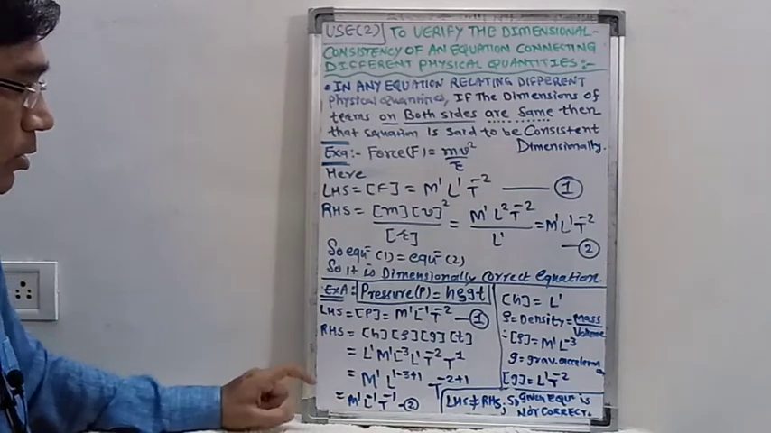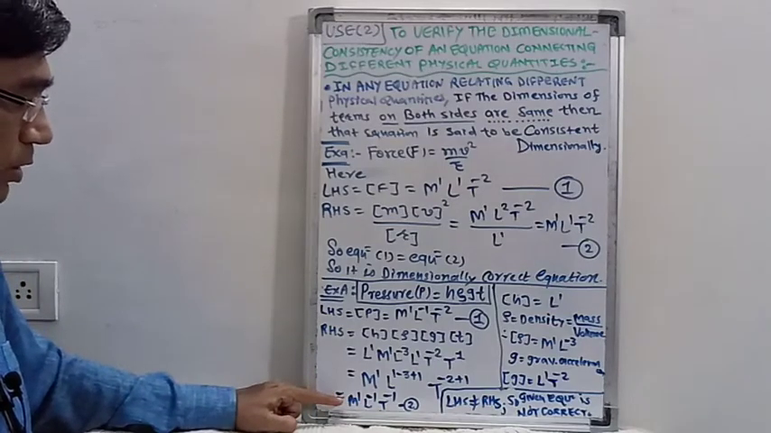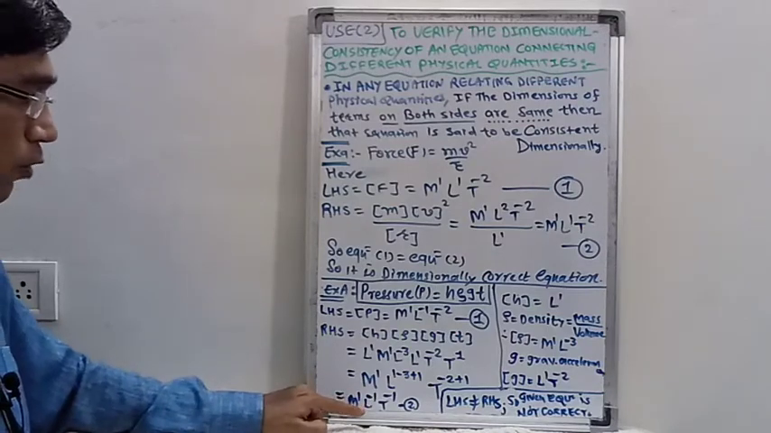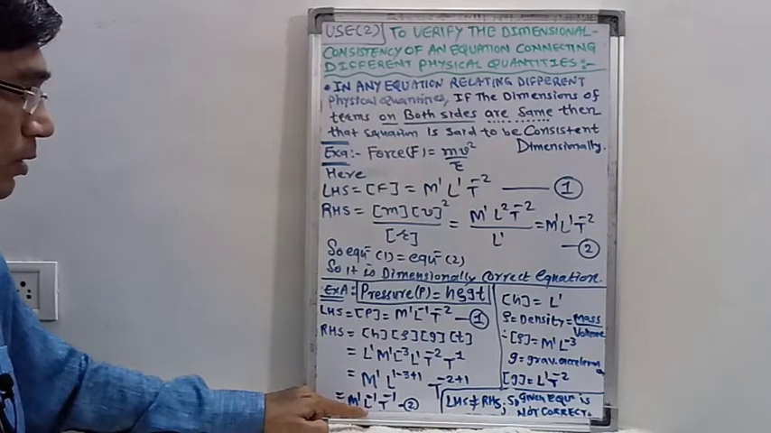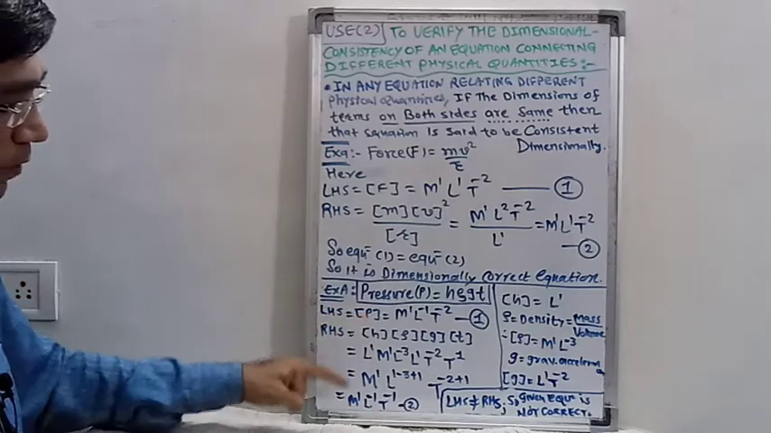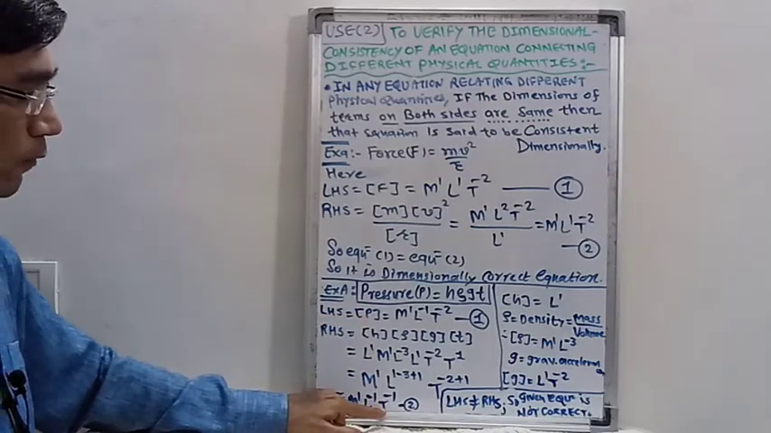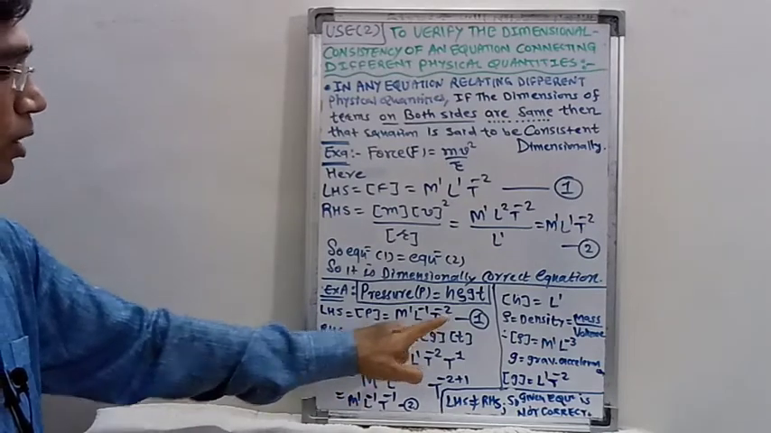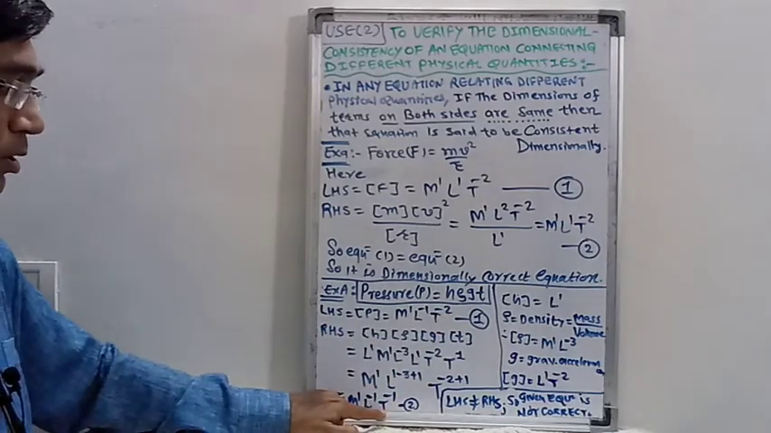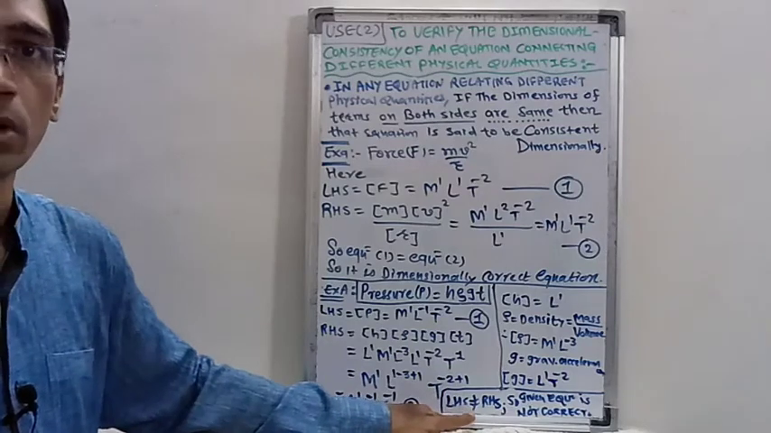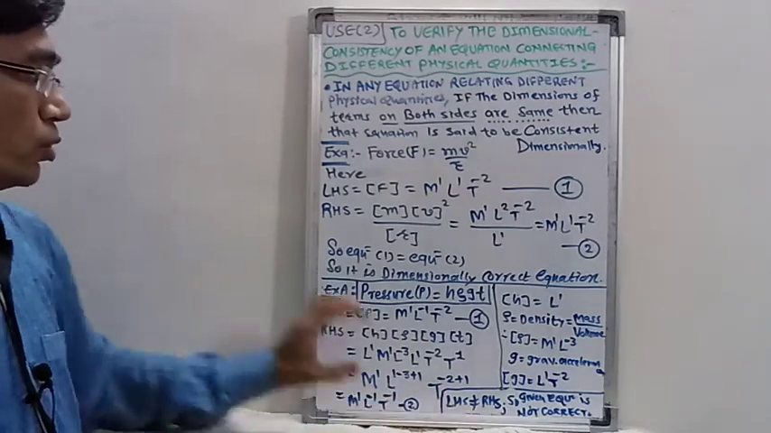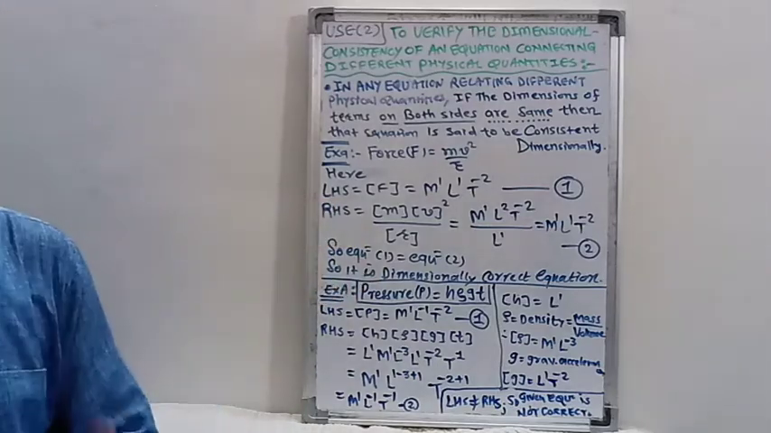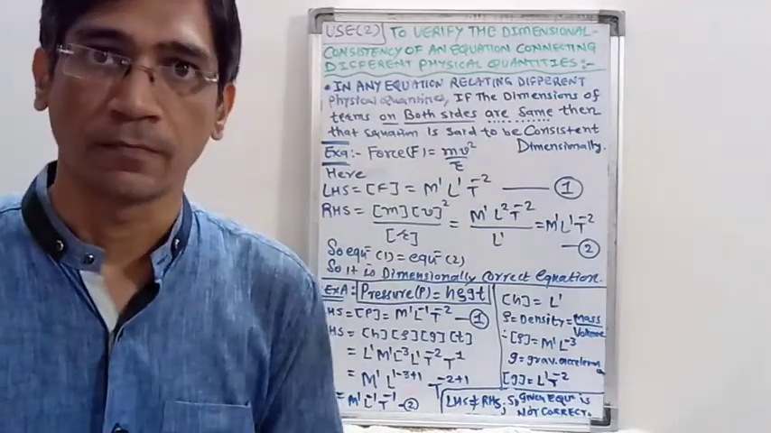Here the power of M is 1, the same in equation 1 and 2. The power of L is minus 1, the same in equation 1 and 2, but the power of T is not the same. In equation 1 it is minus 2 and in equation 2 it is minus 1. So we can say LHS is not equal to RHS. So the given equation P equal to H rho g T is not a dimensionally correct equation.